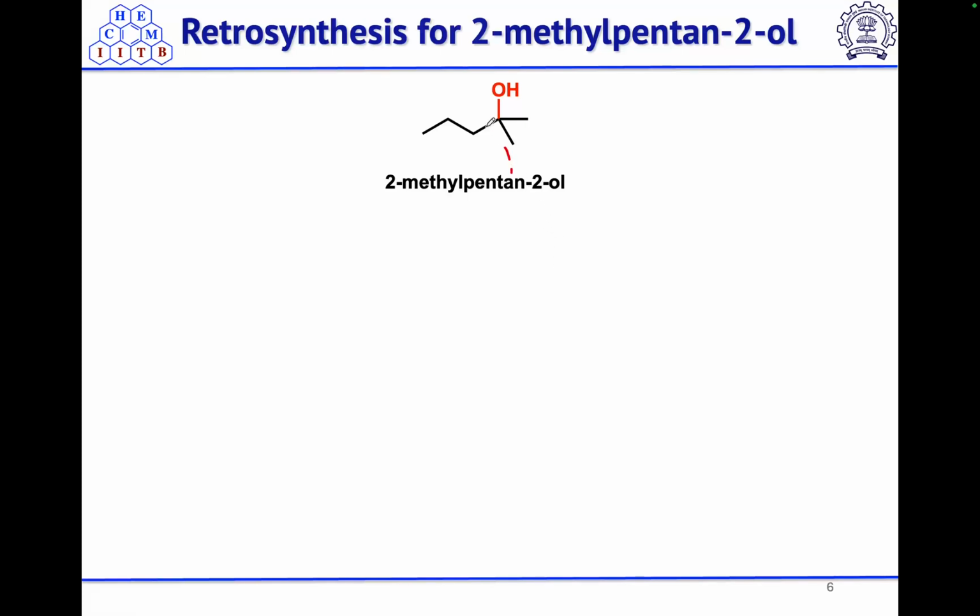Now, if you think about this C-C bond disconnection, what can you think about the starting materials? It has a C-OH bond, so you can think that this part may come from acetone. With this C-C bond disconnection approach, you get these two starting materials: acetone and this propyl fragment, which is the Grignard reagent. So you can think about the 1,2 addition of this Grignard reagent into this carbonyl.